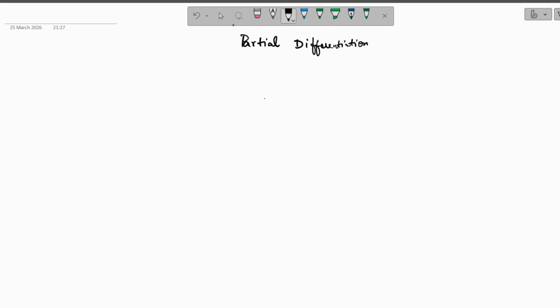This is the first chapter in your semester one. So today we'll see this partial differentiation question. Before going to partial differentiation, we should know some basic formulas of differentiation. Okay, we'll see the basic formulas of derivatives.